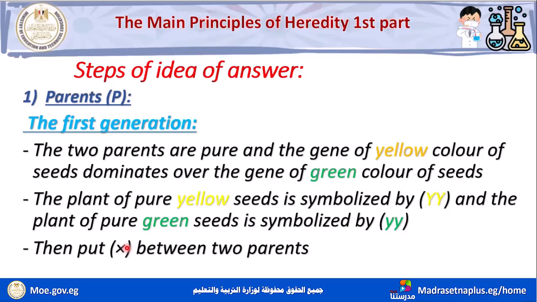Number one, parents, B, the first generation. The two parents are pure, and the gene of yellow color of seeds dominates over the gene of green color of seeds. And the plant of pure yellow seeds is symbolized by Y capital, Y capital. And the plant of pure green seeds is symbolized by Y small, Y small. Then the symbol of mating between the two parents is X, okay?